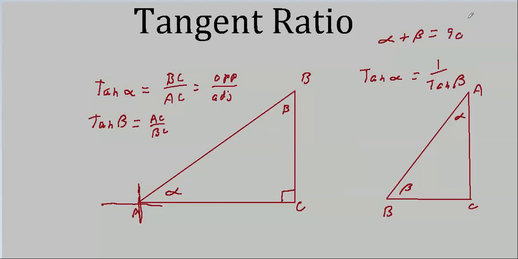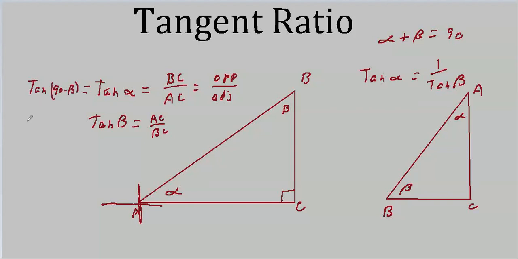So, what we have here is that we could substitute (90 minus alpha) for beta. In other words, right here, we could write the tangent of alpha is equal to the tangent of 90 minus beta.